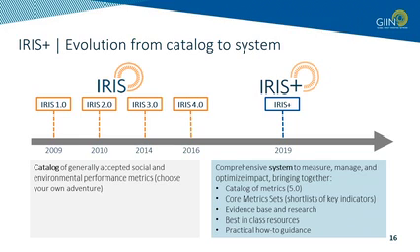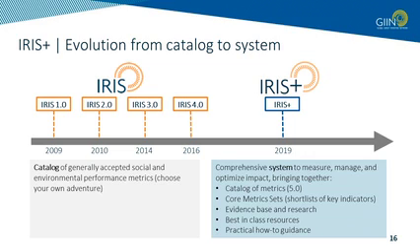As you know, the GIIN managed the IRIS catalog of metrics for the last 10 years, from 2009, when IRIS 1.0 was born, until May of this year. IRIS was the catalog of generally accepted social and environmental performance metrics. And it was very much what we call choose your own adventure, where you would just navigate the catalog and find the metrics that were important to you. In May of this year, we launched IRIS Plus, which is a significant evolution from the IRIS you used to know. And we refer to IRIS Plus as a comprehensive system to measure, manage, and optimize impact performance.